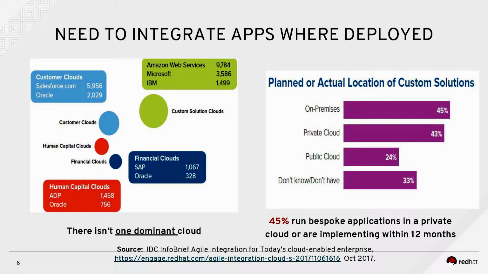But at the same time, what you're also seeing is that 45% run bespoke applications in a private cloud or are planning to implement that within the next 12 months. What it really means is that there is a need to integrate apps where they are deployed, regardless of which cloud you're in. And because you also have to deal with these bespoke applications, which are actually increasing. Maureen mentioned this in our earlier talk about the increase in bespoke applications. So there is a need to keep integrating these apps as much as possible, right? Integration is a capability that you need as part of your application development process itself.